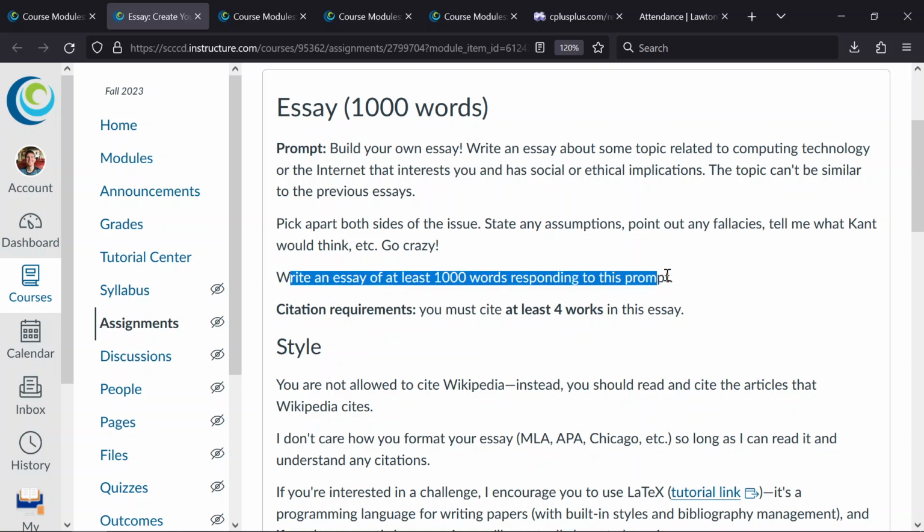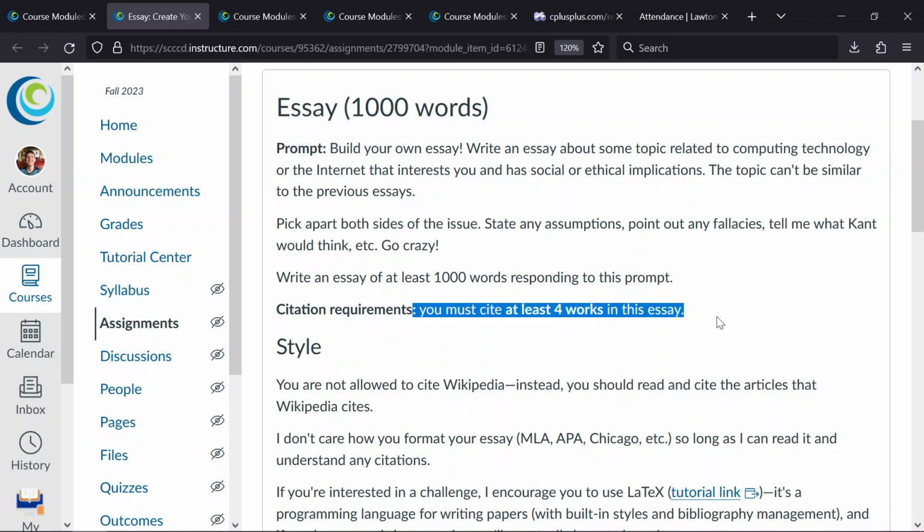And then finish strong, so a 1,000-word essay, please, on this. And this should be kind of a research paper, so I want to see some works cited. So please cite 4 works in this essay at least. And I think that is all. Any questions about any of that? Because those are your requirements.